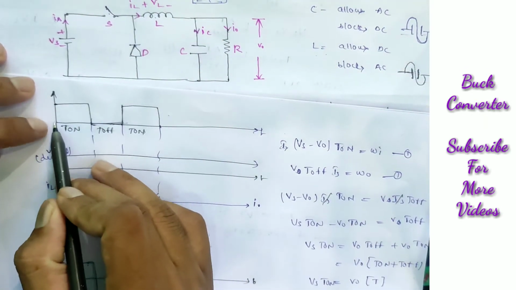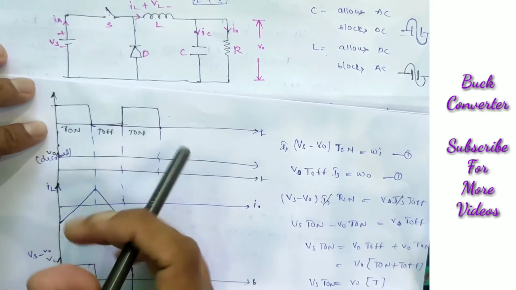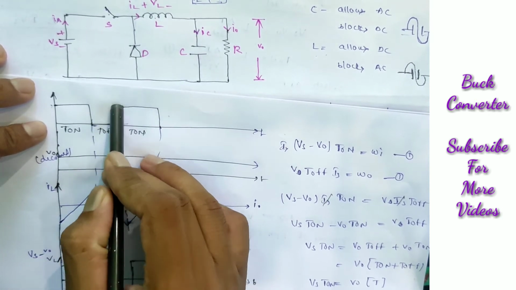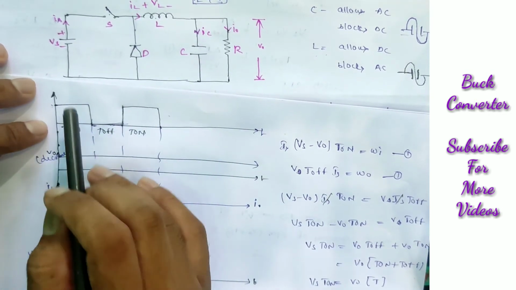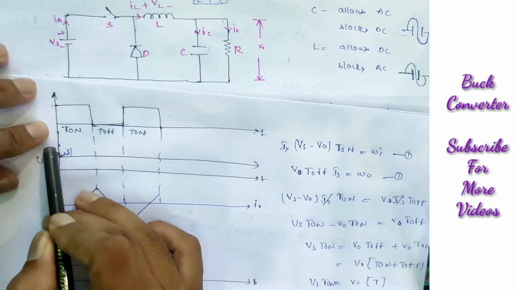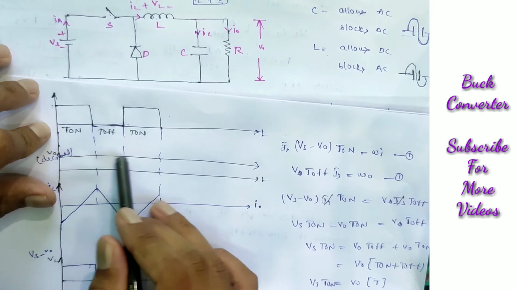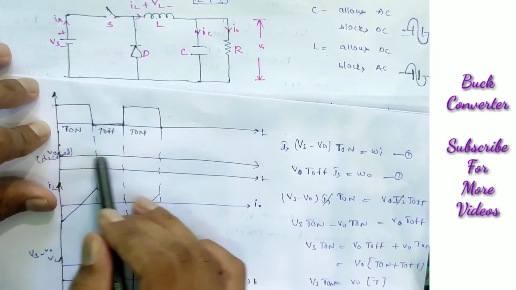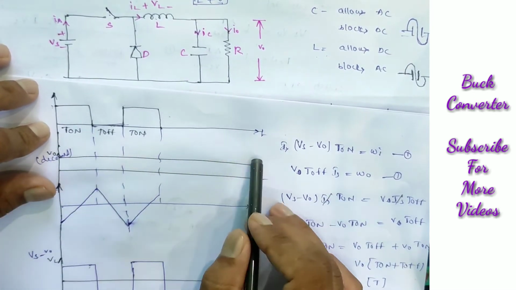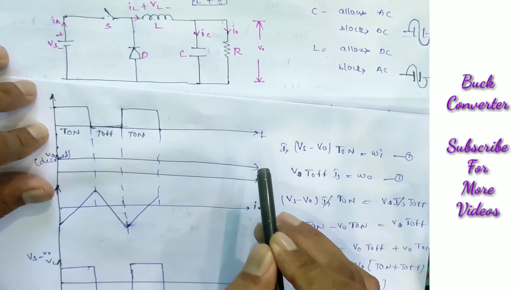Yes, this is when the switch is in on condition. This is when the switch is in off condition, on condition, then off condition. And in this case, what is the output voltage when the switch is on? Output voltage will be decreased. Throughout the circuit, the output voltage is constant with the decreased magnitude.